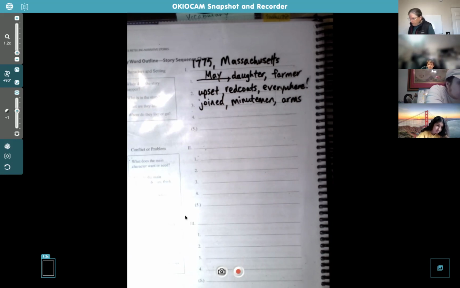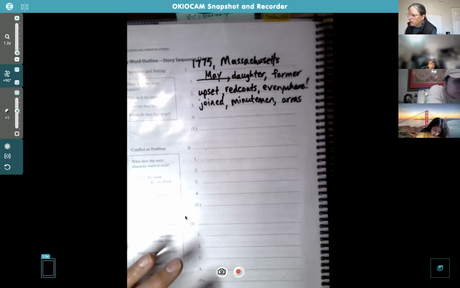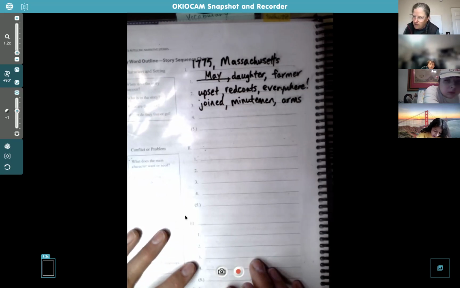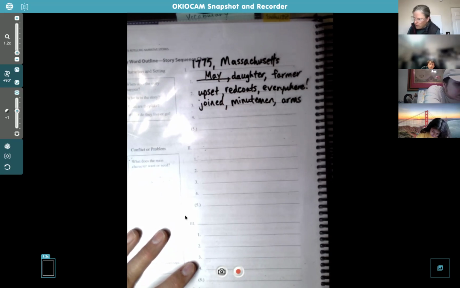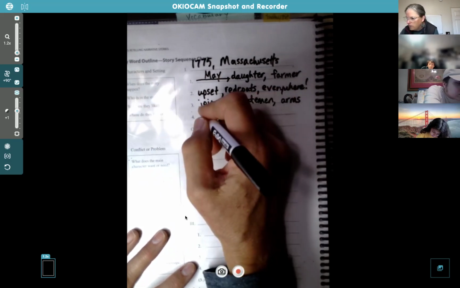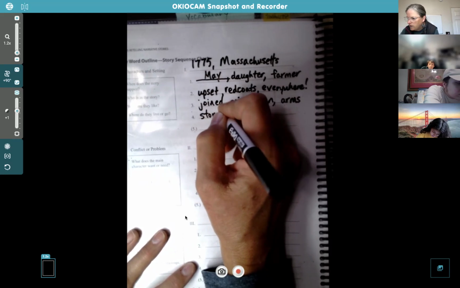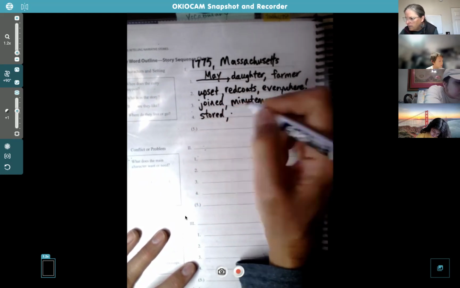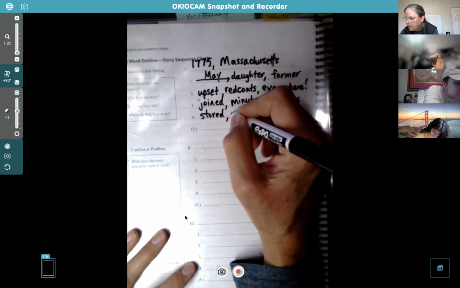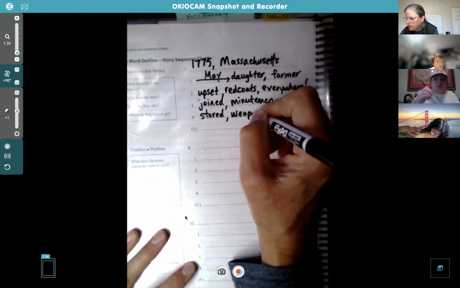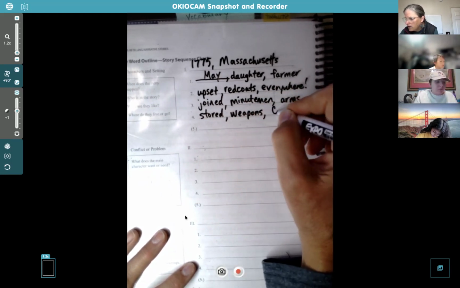All right, and then from there, they stored the ammo or arms in Concord, right? Remember, they went to Concord, which was in a different area than Boston. On that road, there was a road to it. So we could put stored, and you can use arms again, or maybe I'll say weapons. Concord.